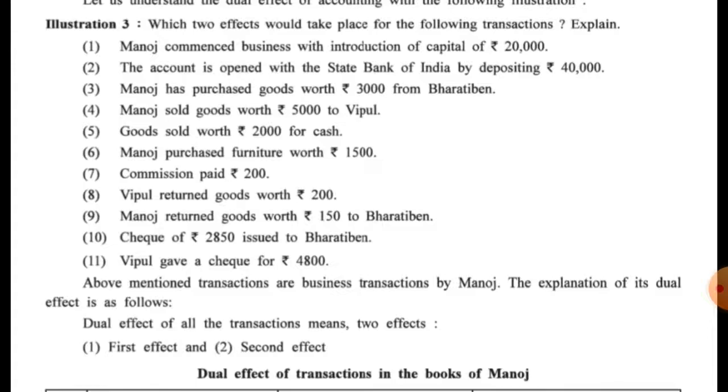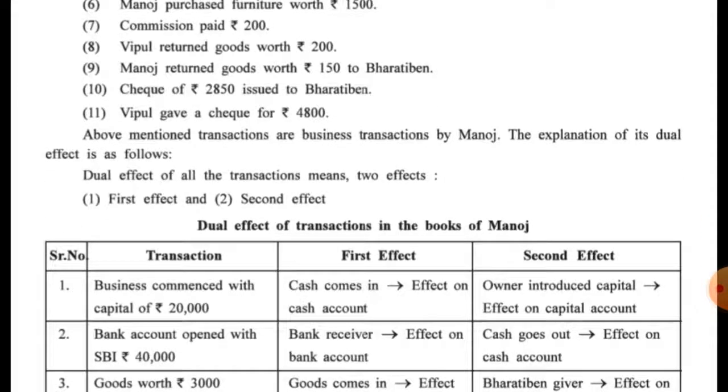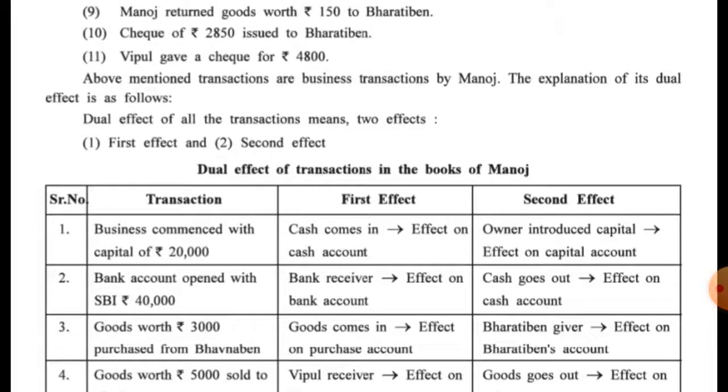So over here there will be two effects, first effect and second effect. You can see in the solution it has been mentioned dual effect of transaction in the books of Manoj. The format has been specified, that is serial number of transaction in short has been described, what would be the first effect and what would be the second effect of each transaction. Already it has been specified that there will be two effects of each and every transaction.